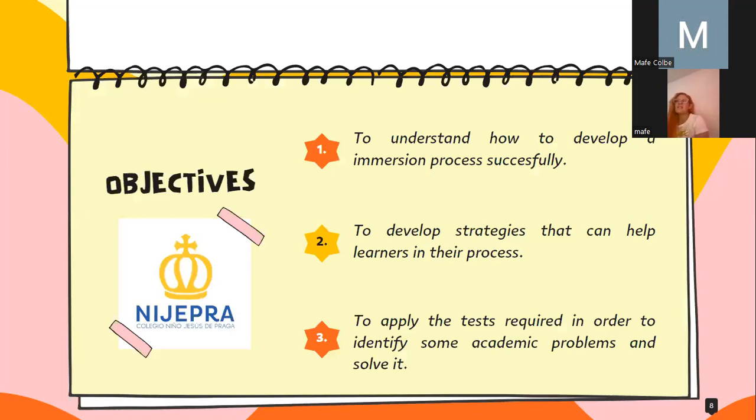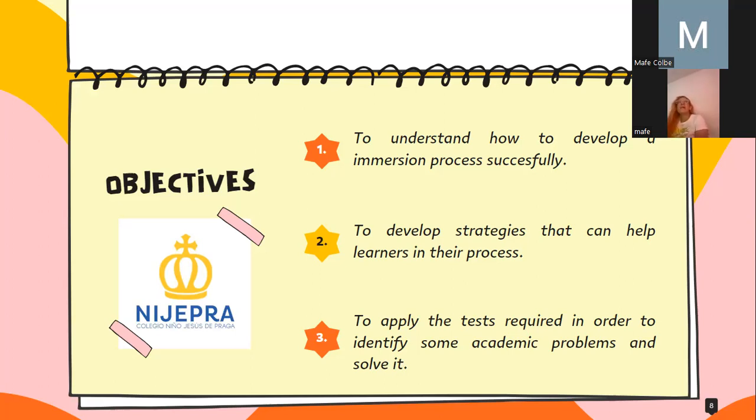The objective of this immersion practice was, first, to understand how to develop an immersion process successfully, because both groups were really different, but it was kind of easy to work on it. The second one was to develop strategies that can help learners in their process, because, for example, they didn't have a grade for going to my practice hours. So it was really challenging to catch them to go to the practices.